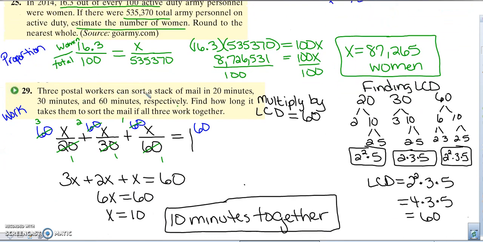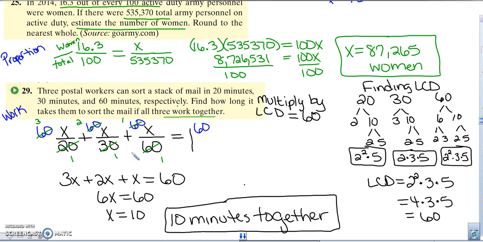3 postal workers can sort a stack of mail in 20 minutes, 30 minutes, and 60 minutes respectively. Find how long it would take them to sort the mail if they worked together. So this looks like a work problem. Remember, I like to do fraction plus fraction plus fraction equal one job done. Total time together on top, which we don't know, so we place an x everywhere. And then in the denominators, we put the individual times of each person, so 20, 30, and 60.